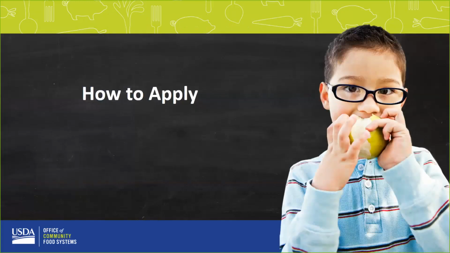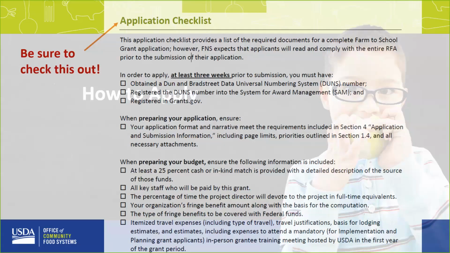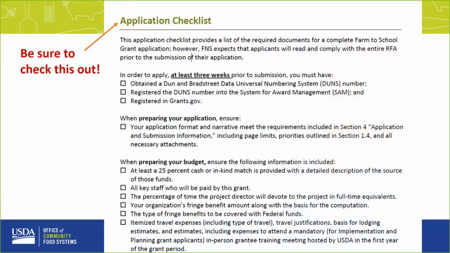Okay, now we're going to switch gears and talk about how to actually submit an application to the USDA Farm to School Grant Program. The RFA has a lot of useful information, and this application checklist on page 5 of the RFA is no exception. This will help assure that you have a complete application when you go to submit it using the online portal for federal grants called Grants.gov.